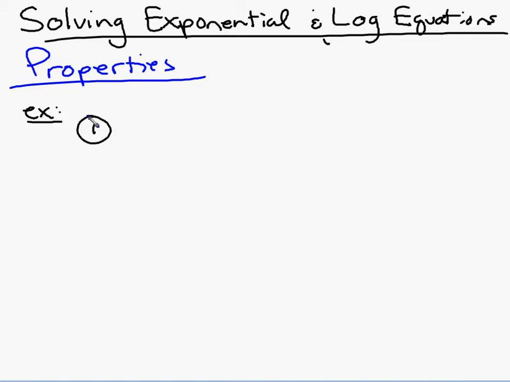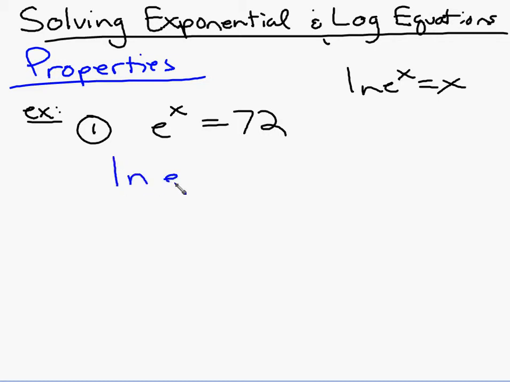Let's say that I have e to the x equals 72. This is a new situation. We haven't seen this before. What am I going to do? Well, I need to remember a property. There's a property that says the natural log of e to the x equals x. So this is an equation, and so long as I do the same thing to both sides of the equation, it's okay. So we are going to take the natural log of both sides.